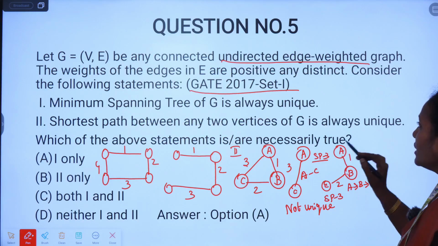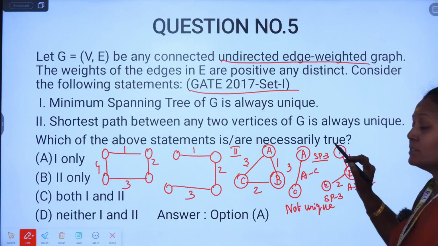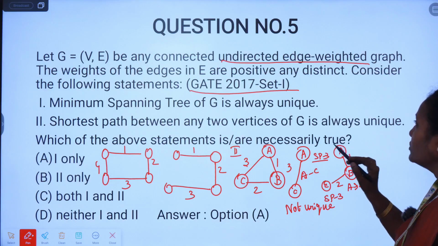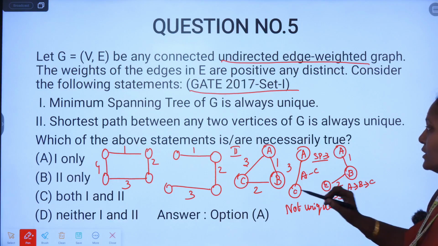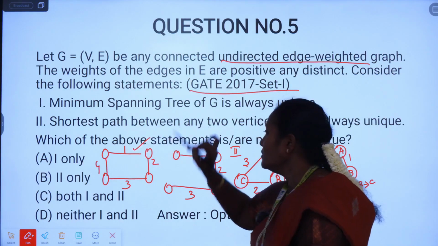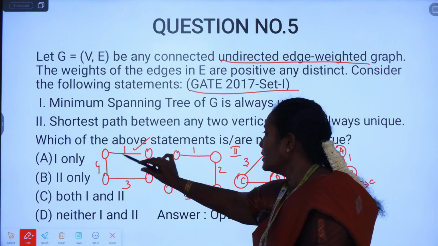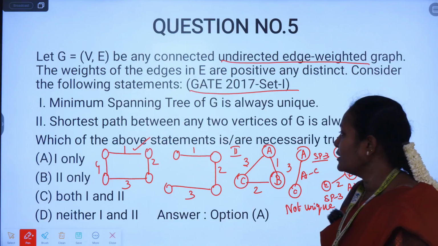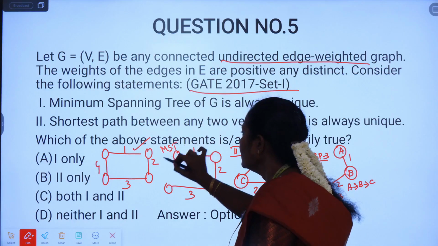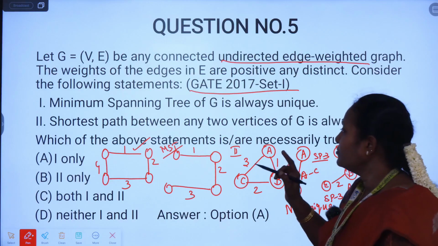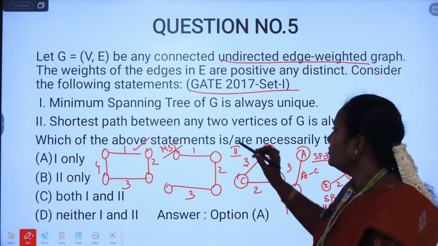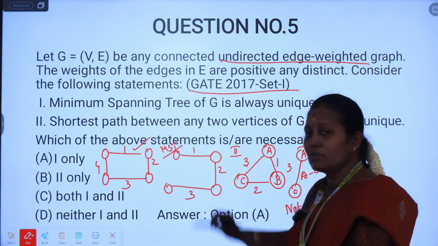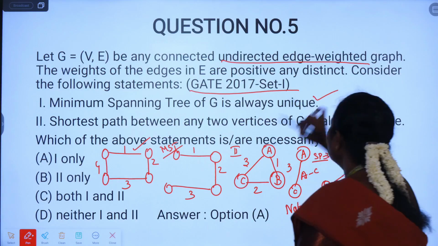Here, what they have asked you to consider is the undirected graph with edge values that are positive and distinct. So here I am going to consider this graph. That is, here I am considering 4 vertices with 4 edges with distinct values. What is the minimum spanning tree for this graph? This is the minimum spanning tree. So what is the first option we have? Minimum spanning tree of G is always unique. So this is actually unique. So the first statement is correct.